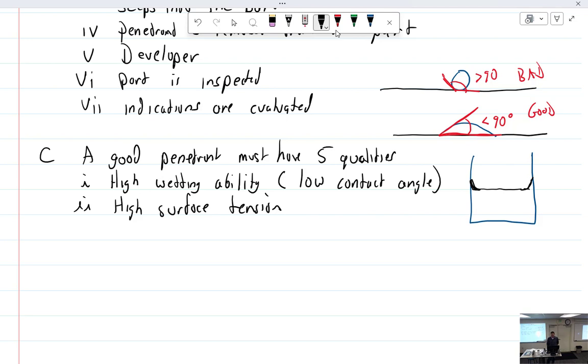So this is high surface tension. It tends to want to flow into cracks when it has a high surface tension. More about that in a minute. Number 3, high surface tension.